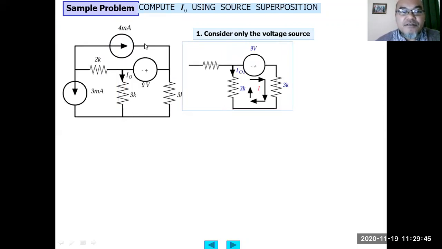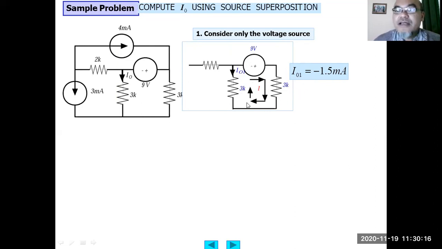Then this is short circuited, and this is short circuited also. Then this resistor is floating, right? A floating resistor like that can be neglected. So we only consider the current flowing through this single loop. So IO1 will be equal to 9 volt divided by 3K plus 3K, 9 volt divided by 6K, which is 1.5 milliampere.